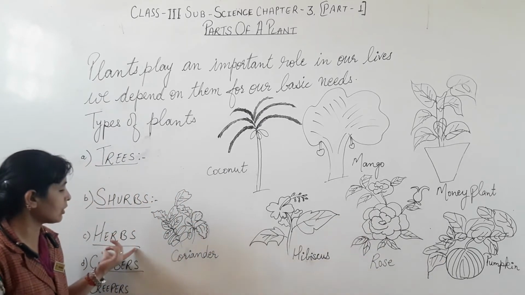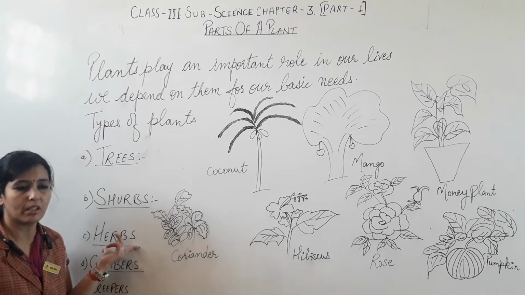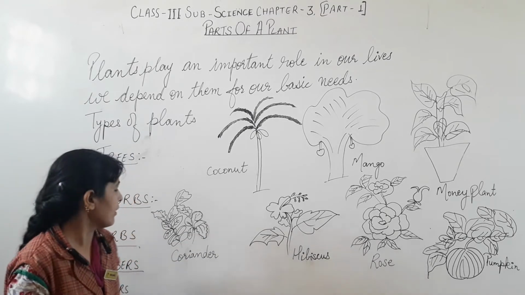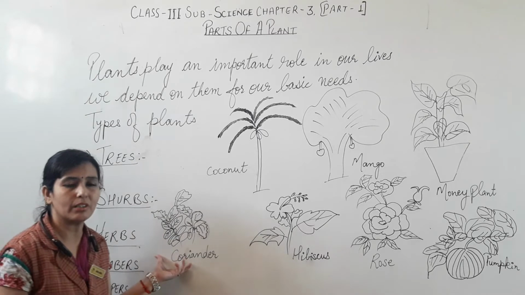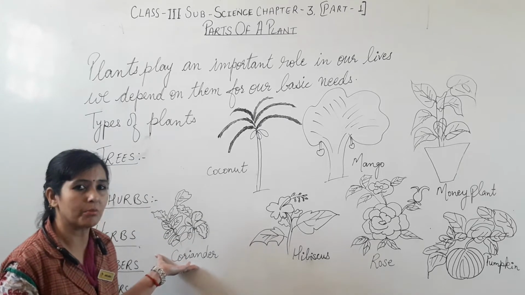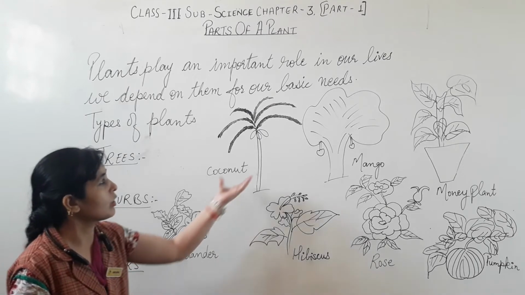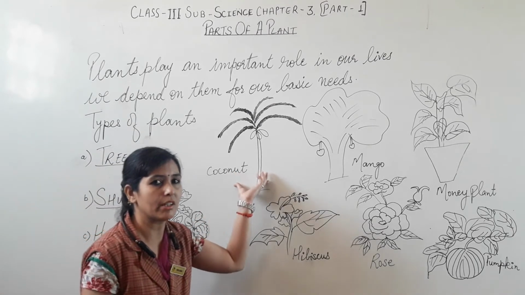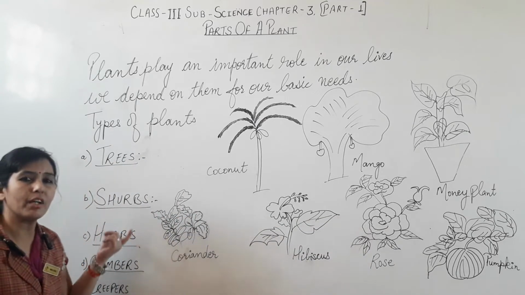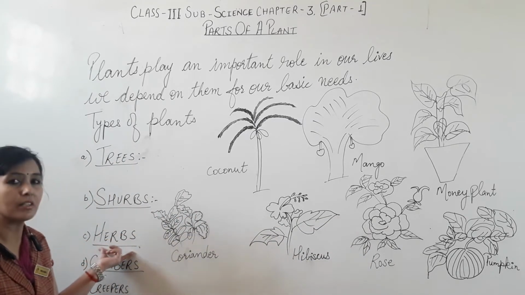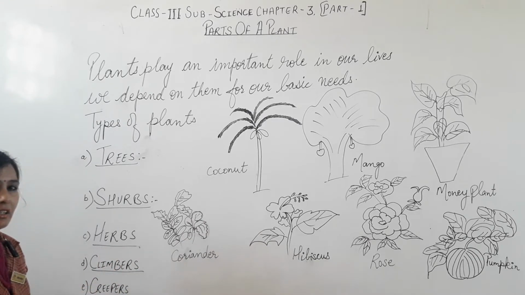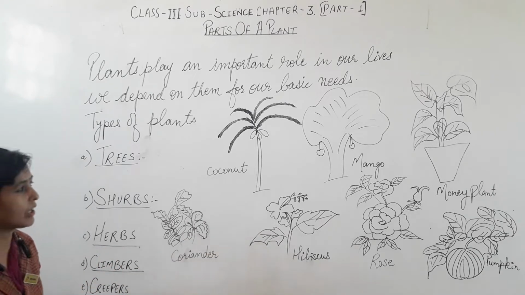Now you can take the third plant, that is herbs. Herbs are very small size plants like coriander, mint. These are very small, short-heighted plants that are known as herbs. So we have learned three categories. Tall size plants are known as trees, medium size plants are known as shrubs, and very short-heighted plants are known as herbs. Two more categories are there, that is climbers and creepers. These are the important categories.